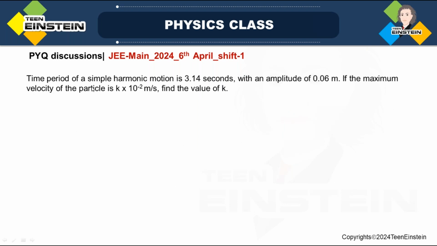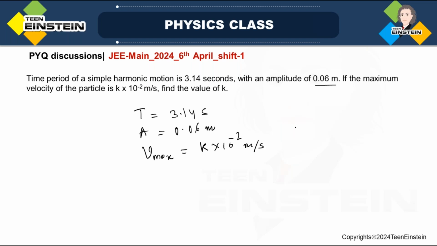This problem says the time period of a simple harmonic motion is given, that is 3.14 seconds, with an amplitude of 0.06 meter. The maximum velocity of the particle, V max, is given as k into 10 to the power minus 2 meter per second.